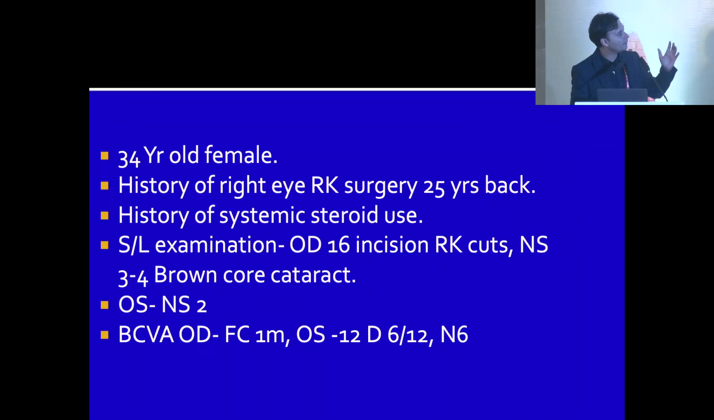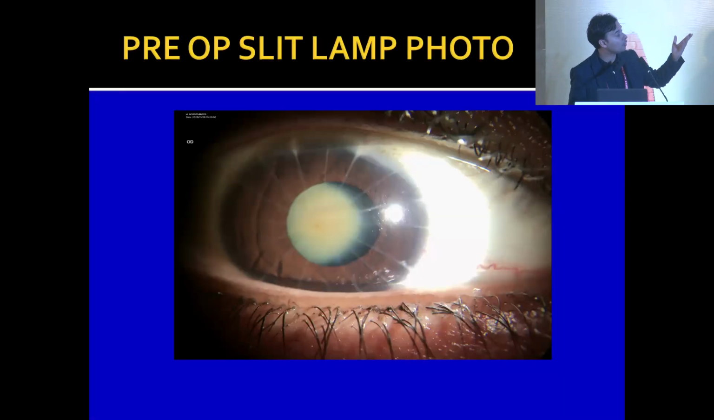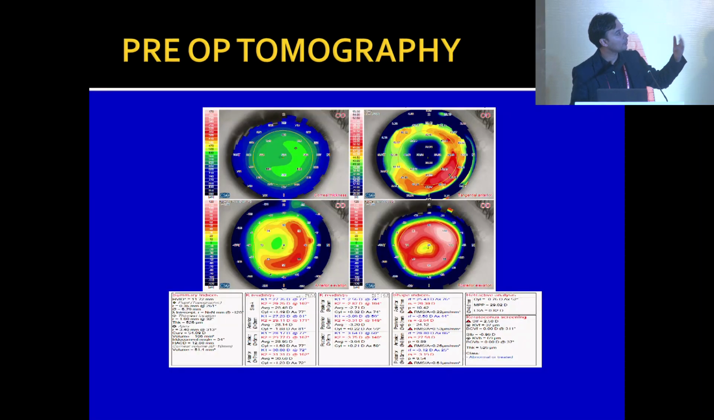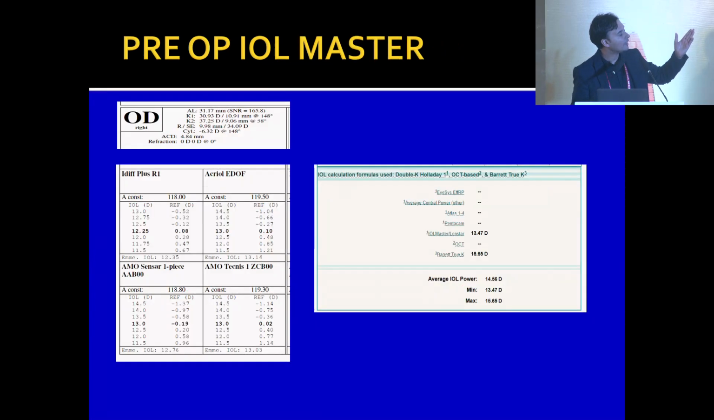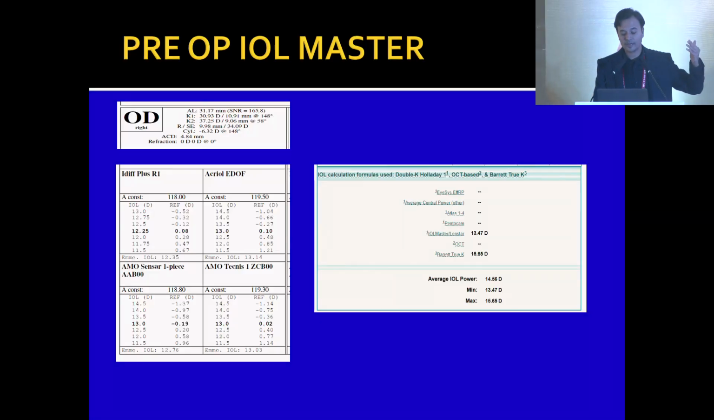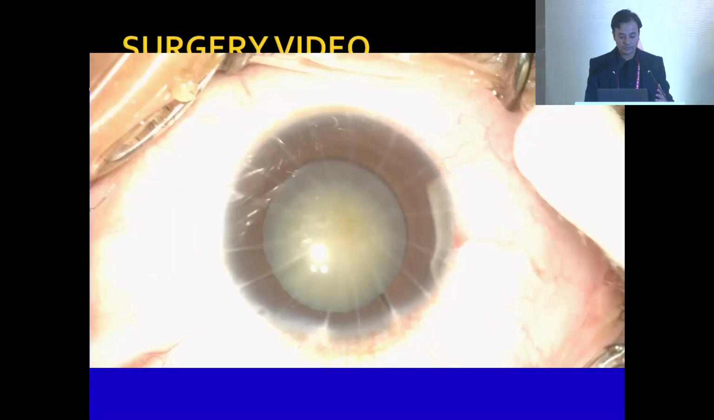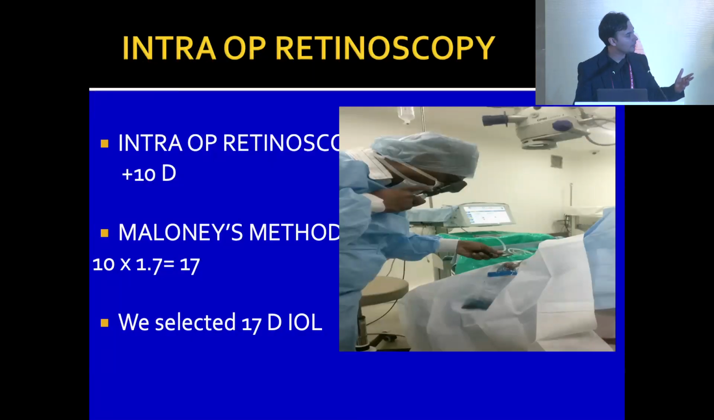So this is one very typical example that I'll show. This patient had undergone a 16 incision RK in a neighboring state, and now had a grade 3 to 4 brown cataract. I'm not going into the nuances of the cataract procedure per se, but you can see that the patient's cornea had become superbly flat now. And if we look at different formulas, they are giving us a full range between 14 to 16 diopters. So this is a surgical video. I'll skip it now for the want of time.